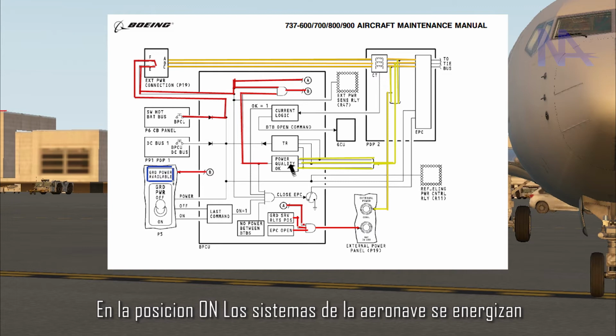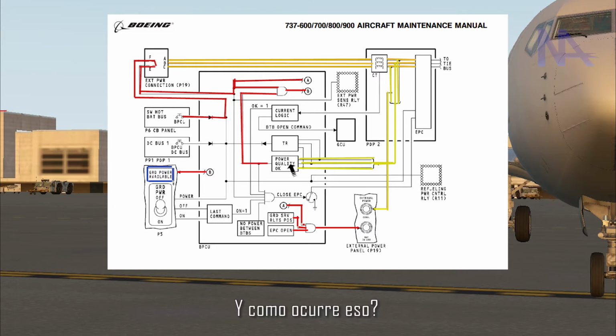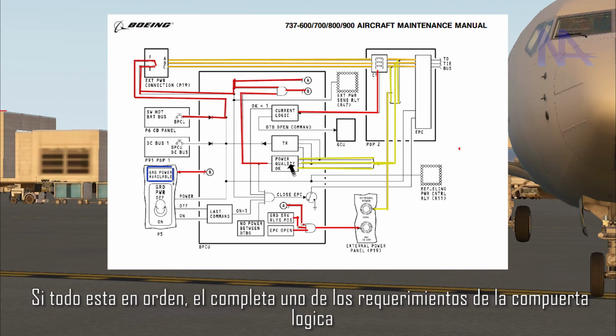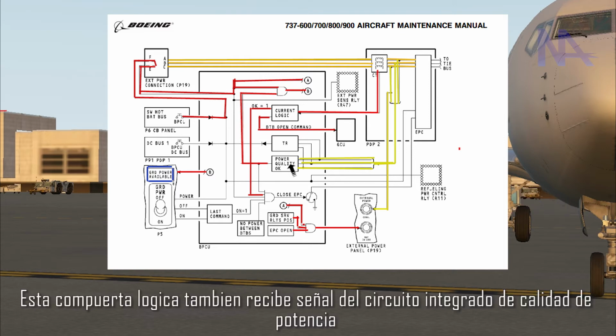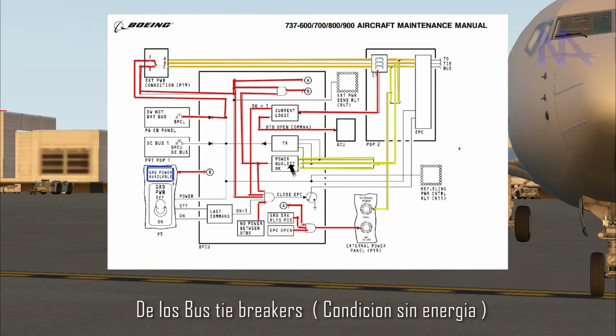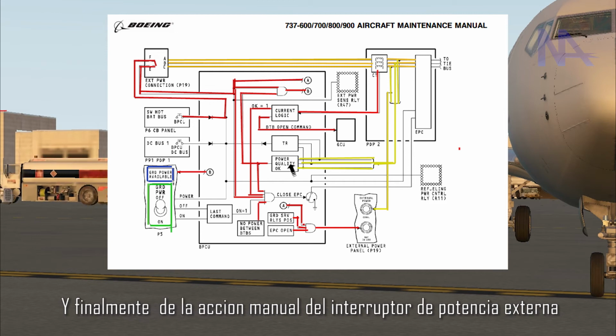In on position, the aircraft system is energized. And how does it occur? From the PDP to the current transformer or CT senses open phase or short circuit. The signal created gets the current logic. If everything is okay, it completes one of these logic gate requirements. This logic gate also receives signal from the power quality integrated circuit, from the interlock pins continuity, from the bus tie breakers, the power condition for sure, and finally the manual option of the ground power switch.